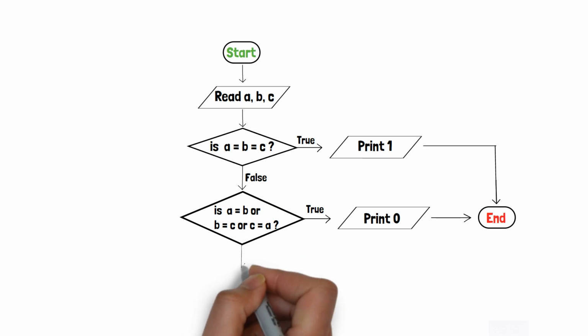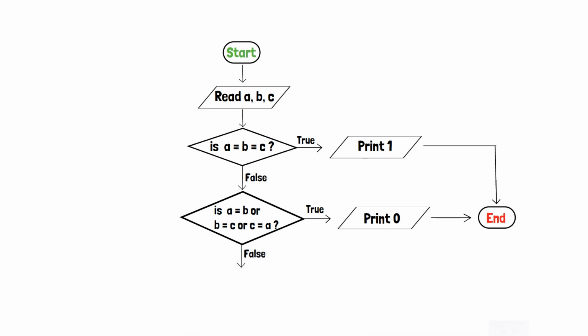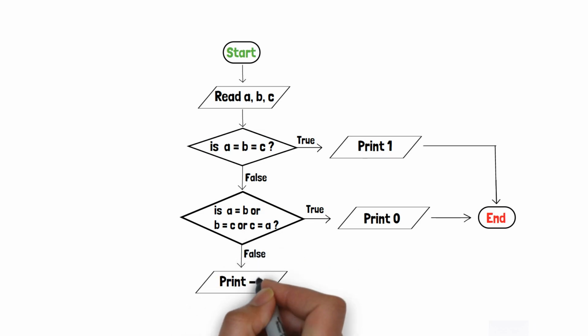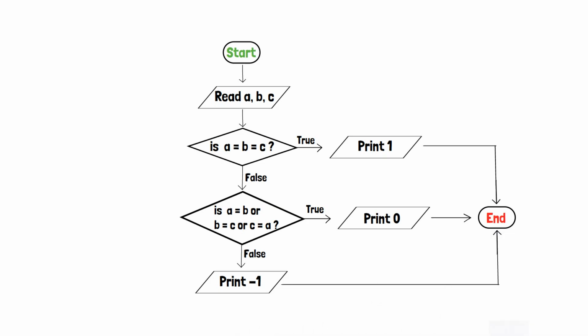And if the condition is false, then we will simply print minus 1, which means the triangle is neither equilateral nor isosceles. Thus, it is a scalene triangle. In addition, we will terminate the program.